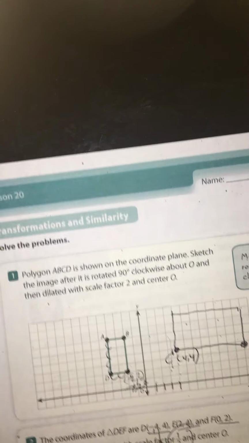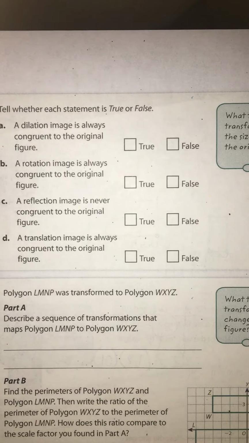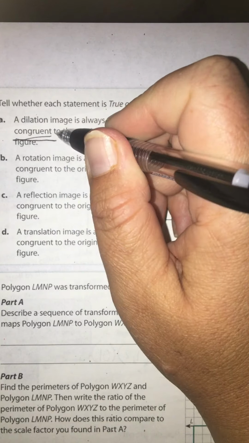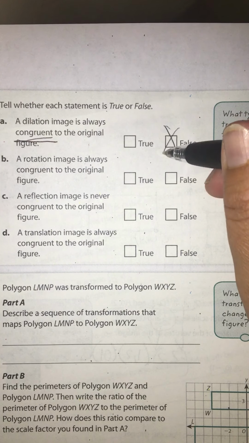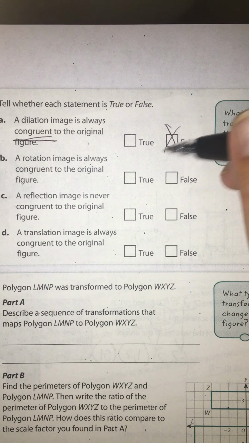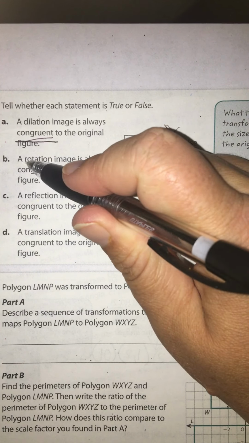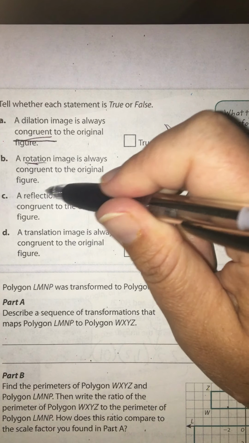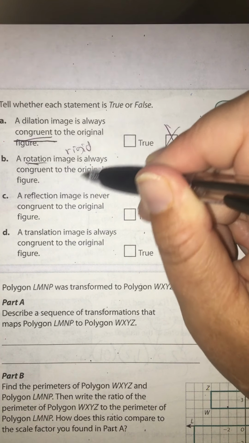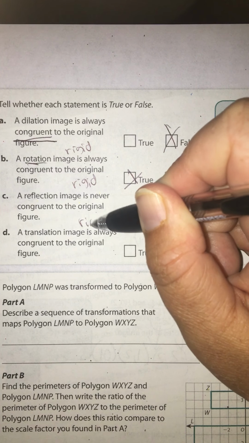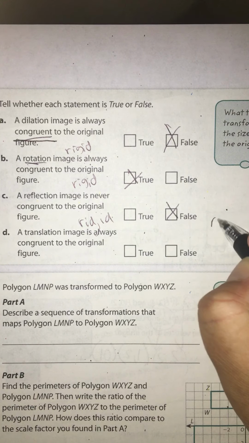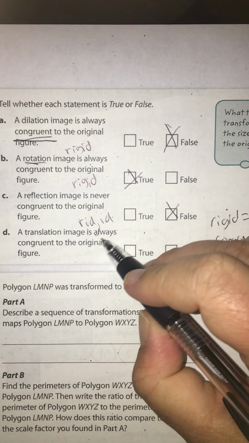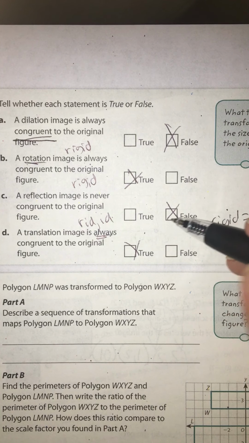Okay, so that is page 215. 216. A dilated image is always congruent. So if the size is changing, that's not true. That's only true for our rigid transformations. A rotated image, okay, this is rigid, so yes. A reflection is never congruent. No, this one is rigid. Rigid, rigid, rigid, and rigid equals congruent. So this last one says it is always congruent. That's true. So we've got a nice pattern.